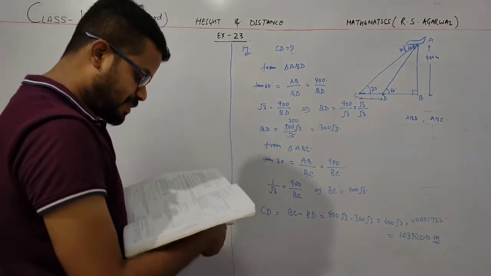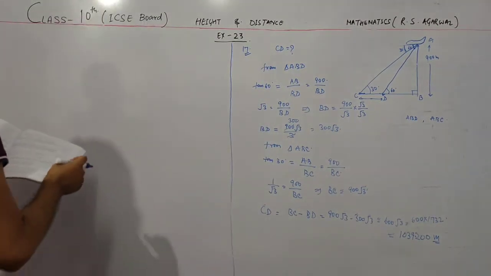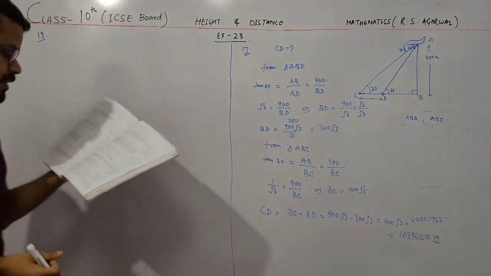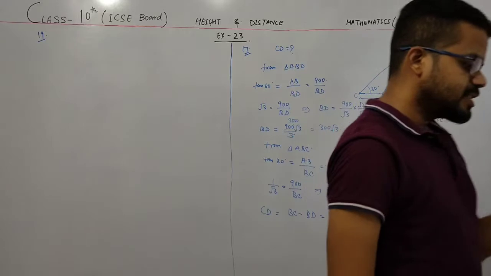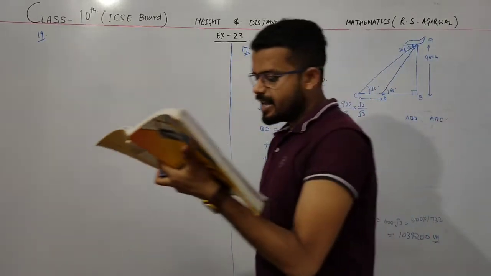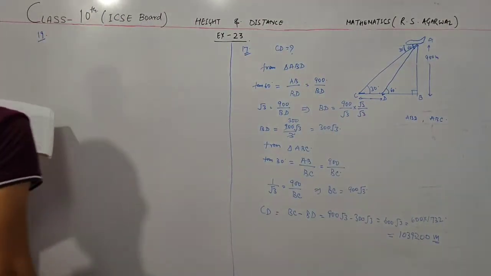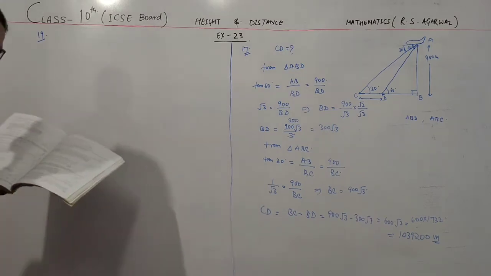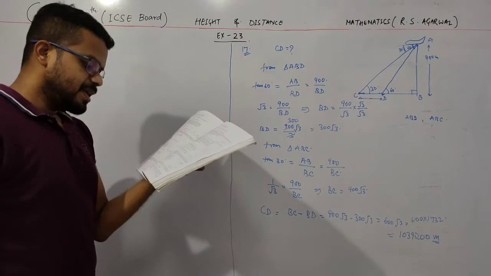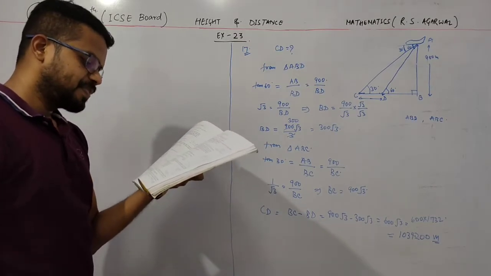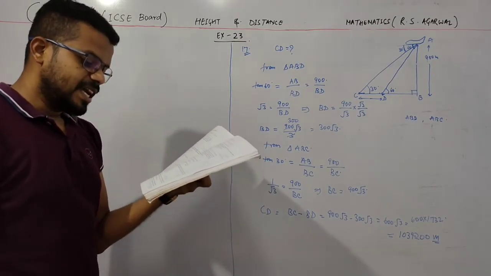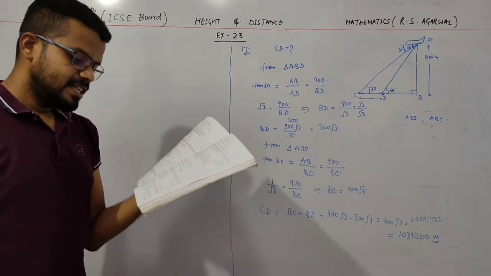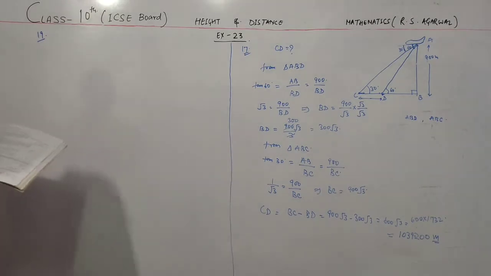So I skip this question and come to question number 19. From the top of a church spire 96 meters high, the angles of depression of two vehicles on a road at the same level as the base of the spire and on the same side of it are x degrees and y degrees. Calculate the distance between the vehicles.